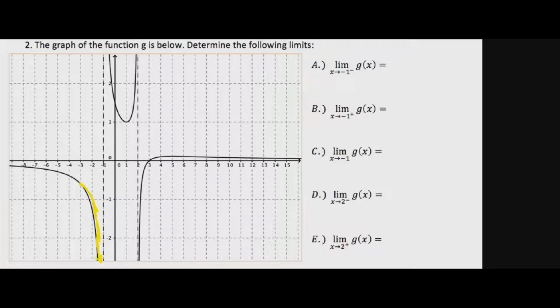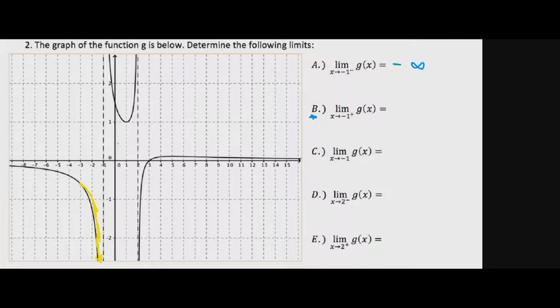From the left, it's approaching... it looks like it just keeps going down, right? It looks like a vertical asymptote, so it looks like it's approaching, I'm going to use a different color, negative infinity. Okay, let's look at B. As x approaches -1 from the right.